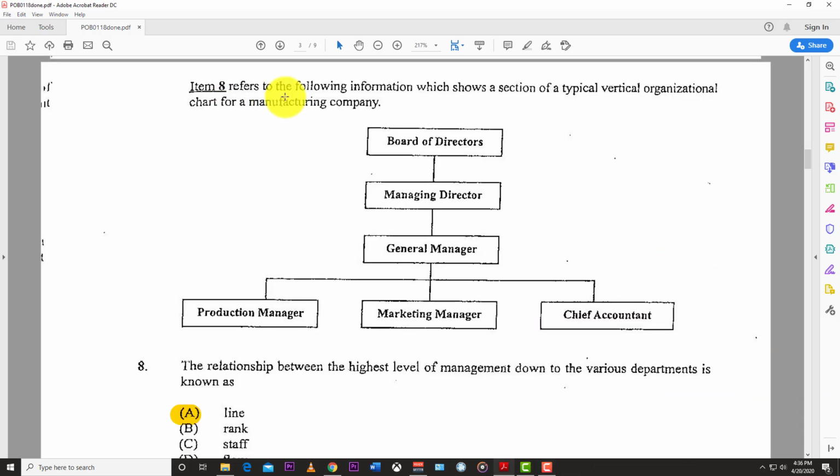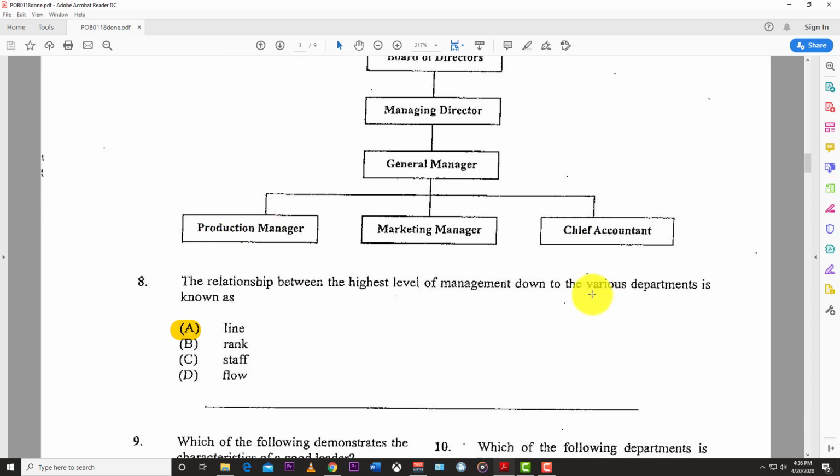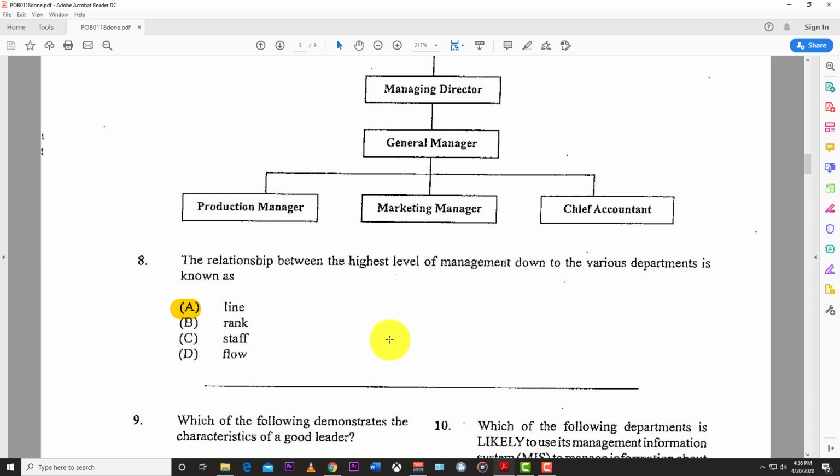Item 8 refers to the following information, which shows a section of a typical vertical organization chart for a manufacturing company. So you have the board of directors, managing director, general manager, marketing manager, production manager, and the chief accountant. The relationship between the highest level of management down to the various departments is known as, and the best answer here is the line. Line from up, come down, that's a line.